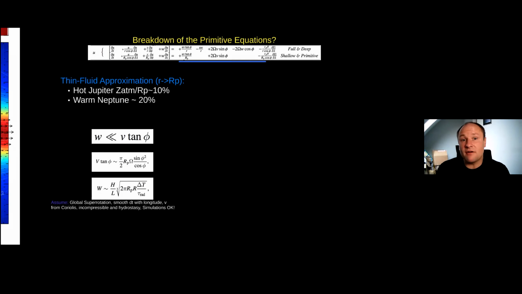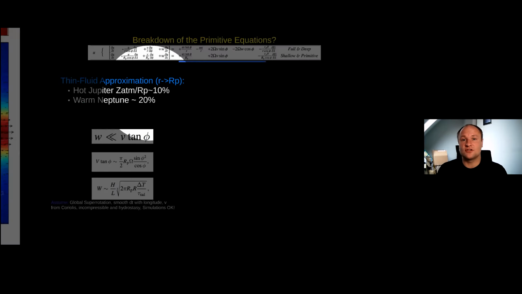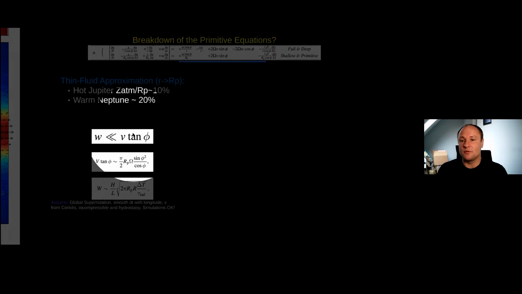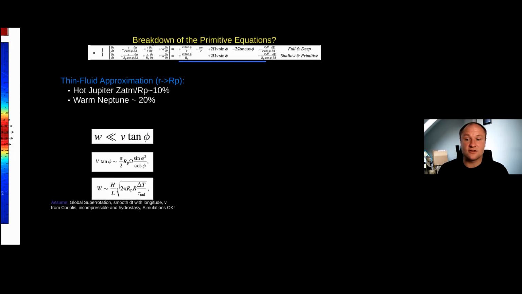So a very, very simple analysis that we performed, standard in climate science, was to look at the size of these terms that you're emitting and compare them, and we came up with this classic expression of where the thin fluid approximation and the associated approximations would break down. Simply, when your vertical velocities, denoted by W, become significant compared to the latitudinal flow times some tangent of the latitude itself, then these equations start to break down.